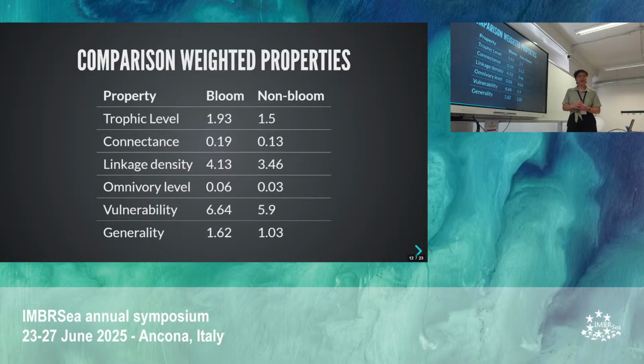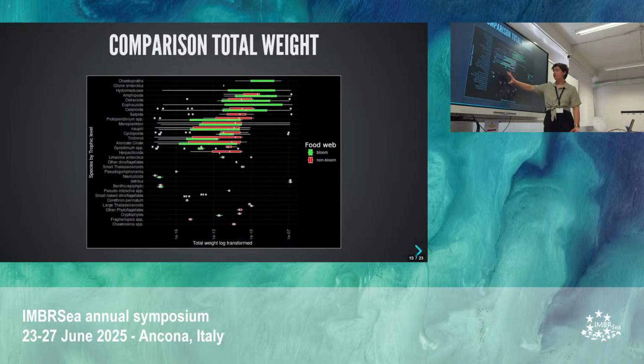Does that make sense to you? Yes, because in the non-bloom conditions, you can actually see it here. We have a lot of species that are basal species, and basal species have interactions not with each other, but only with predator species. So if the percentage of basal species is really high, trophic level will go down, and the other measures probably as well, because to keep connectance at the same level, there would need to be a lot more interactions within the higher trophic levels compared to the other scenario.